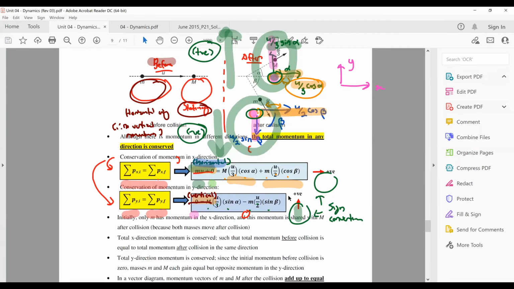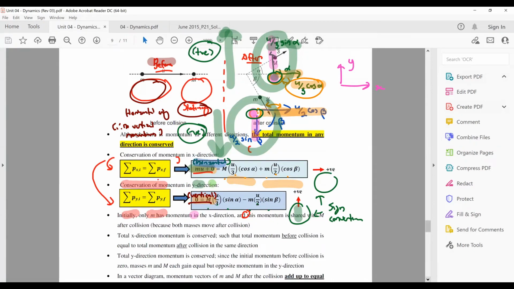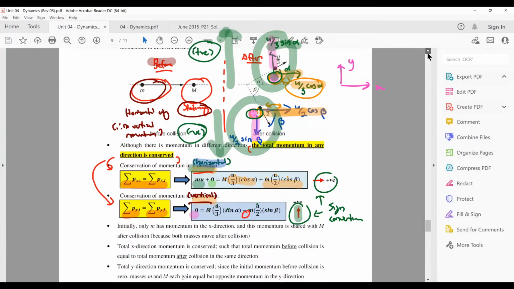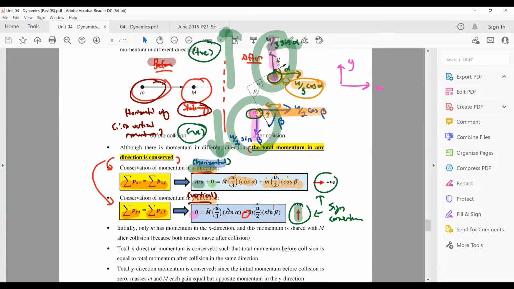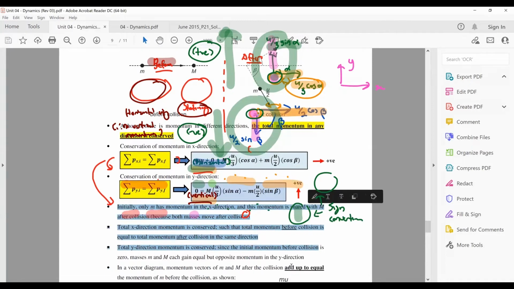So far, still okay, right? Okay. All right, so this is 2D momentum, you adding the momentums together in both X and Y direction. Whatever I just explained to you here is actually written here already.